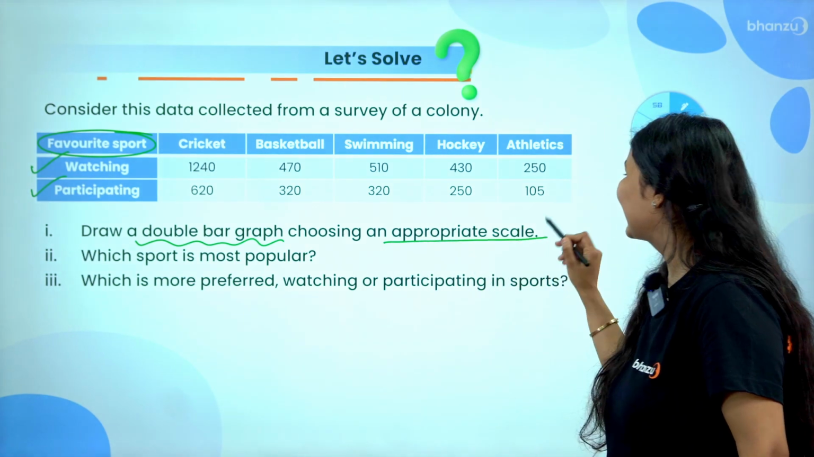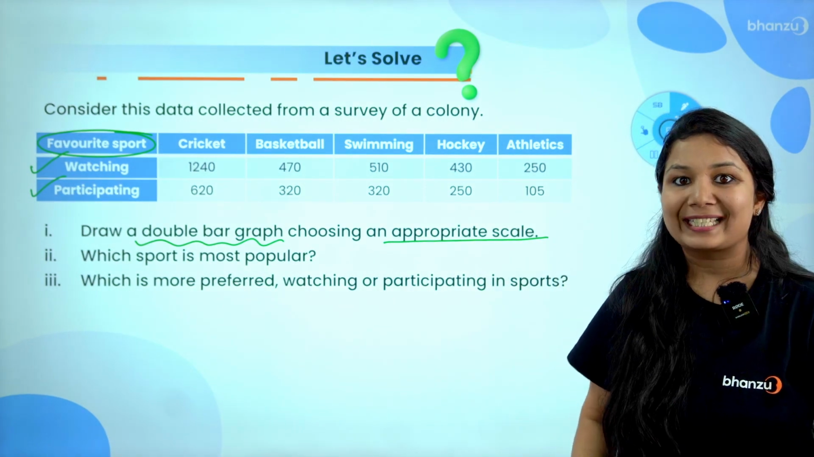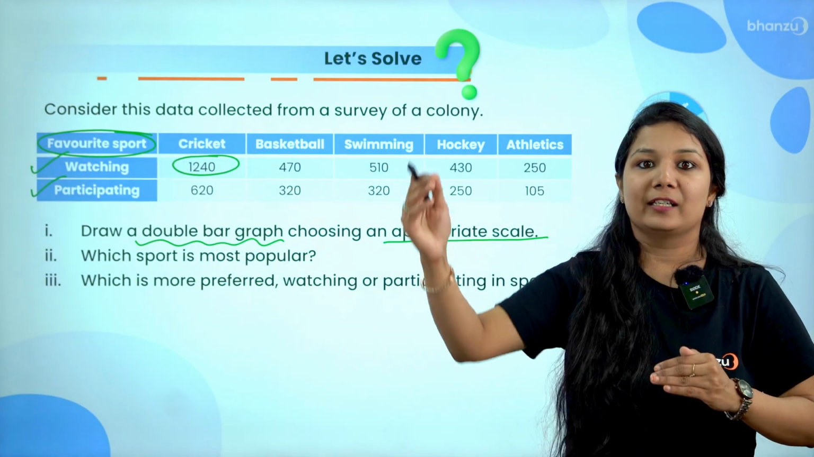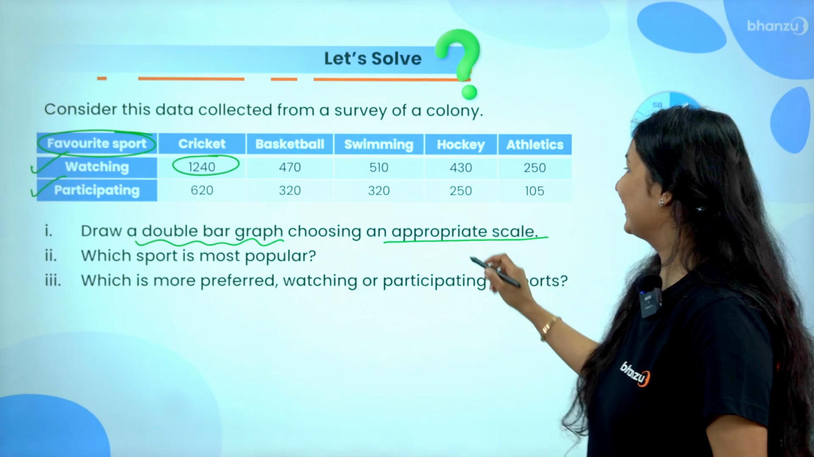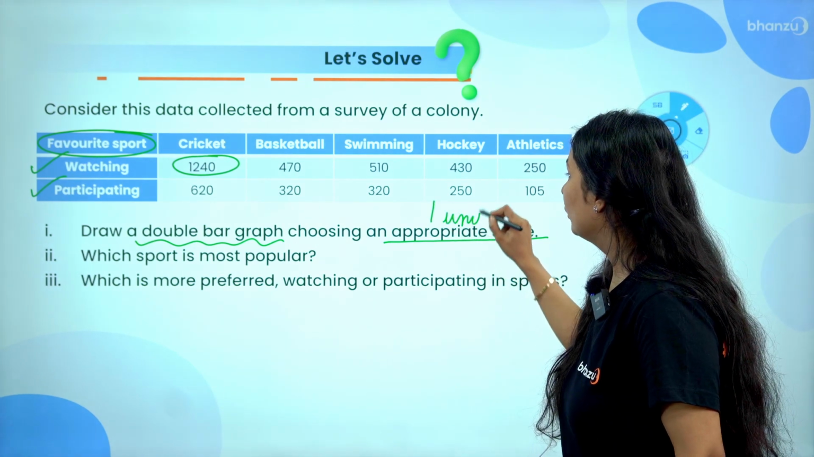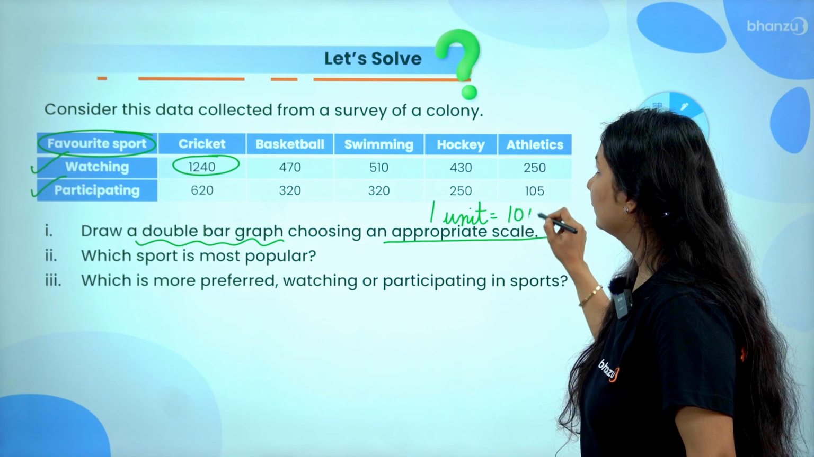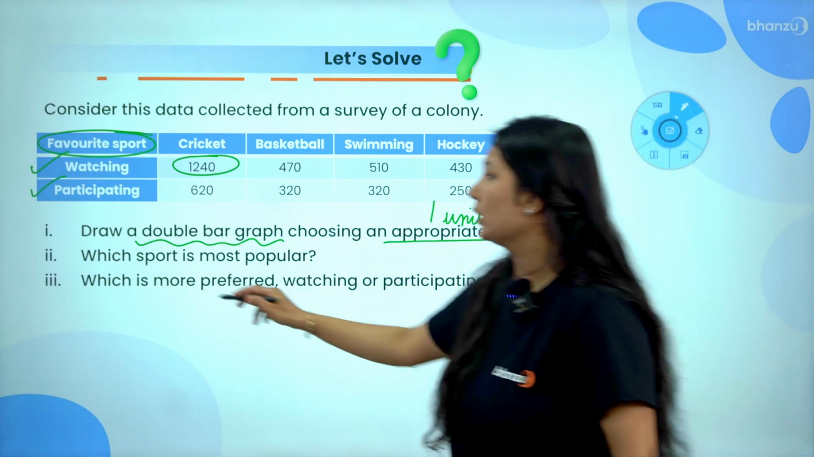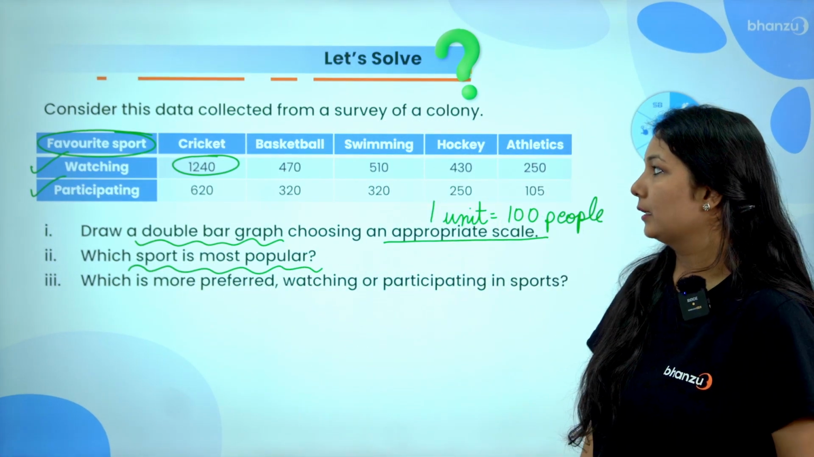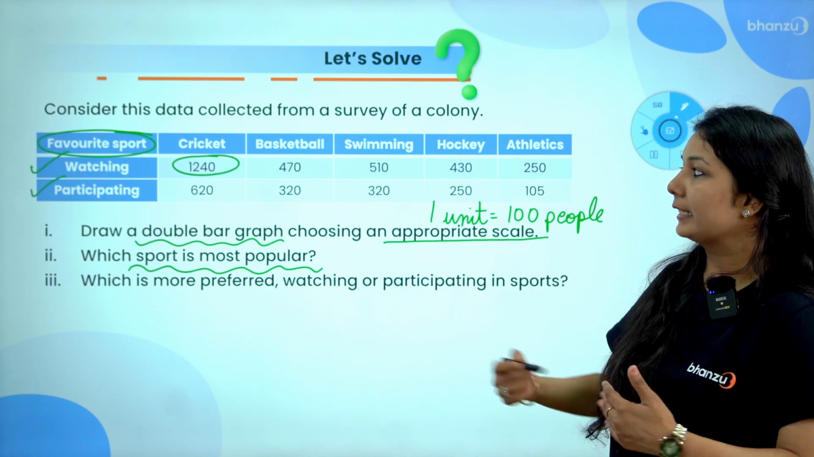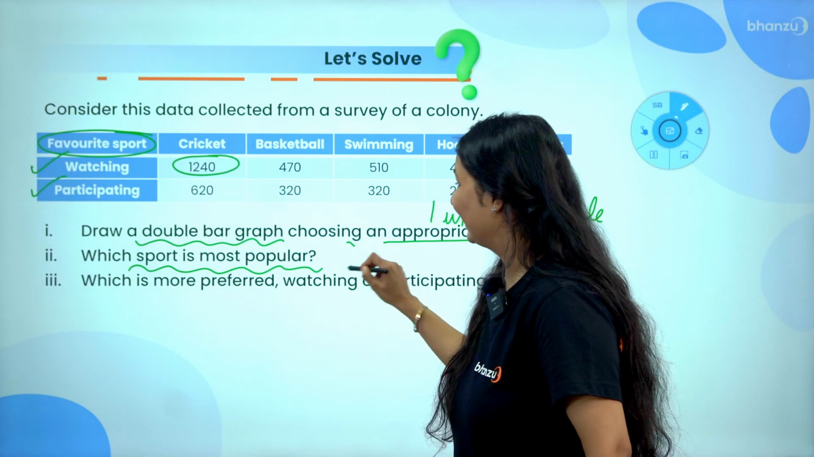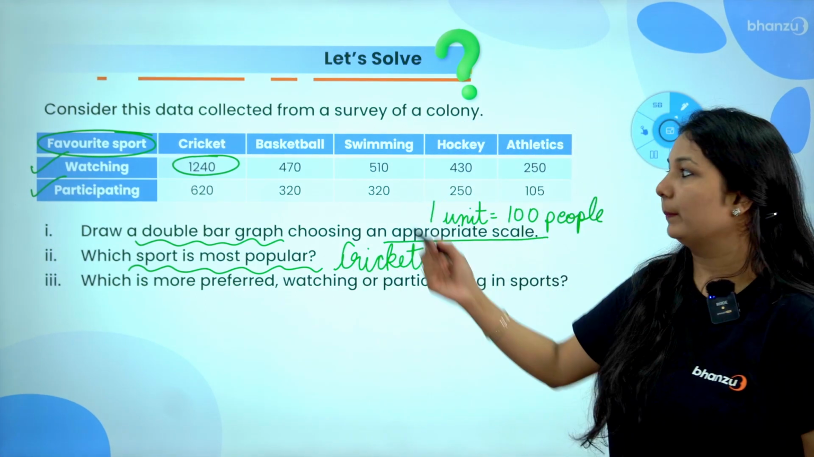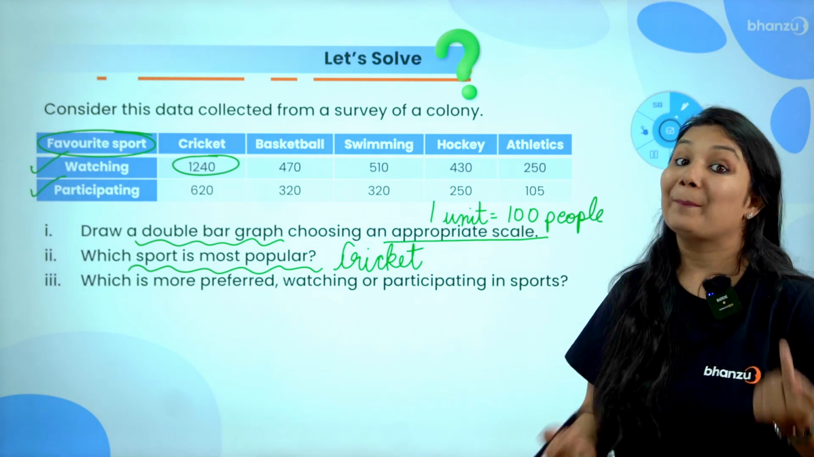Using an appropriate scale. So what do you think would be the appropriate scale? The highest observation is 1240. So taking a gap of 10, not suitable, right? So let's take a gap of 100 over here. So 1 unit would be equal to 100 people, right? Which sport is most popular? Read the data. The highest numbers are for cricket, right? More people are watching it and the number of people playing also are more, the ones who are participating.